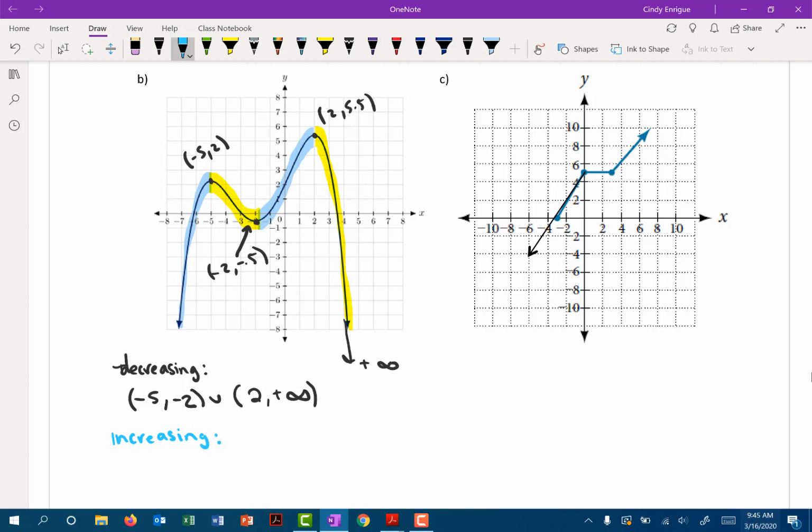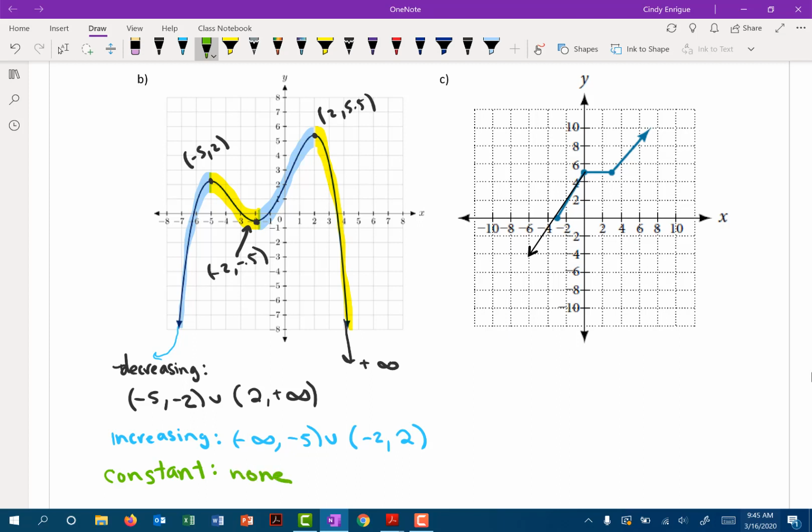So it looks like over here, this is going down, down, down, down, down. You can kind of think of it as going towards negative infinity. So it's increasing from negative infinity towards -5, union, and where it's blue again at -2 to +2. Okay. And the last thing we want to know is where it's going to be constant. And again, in this particular example, there is none.